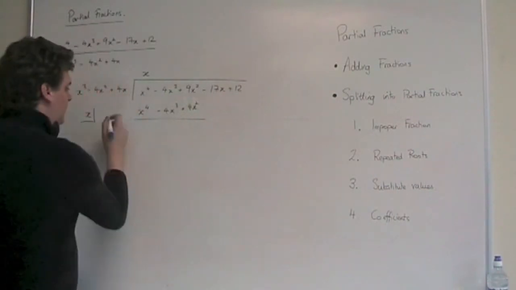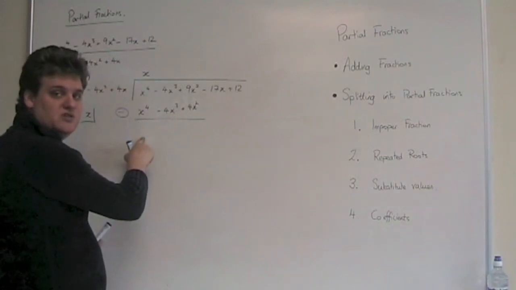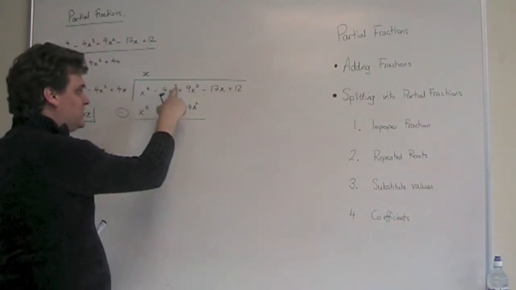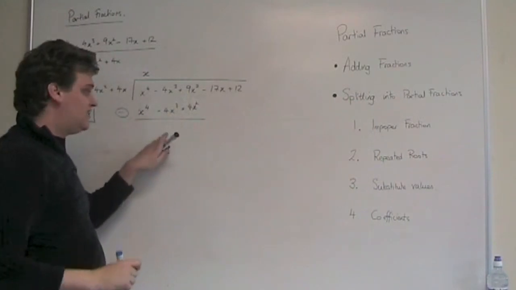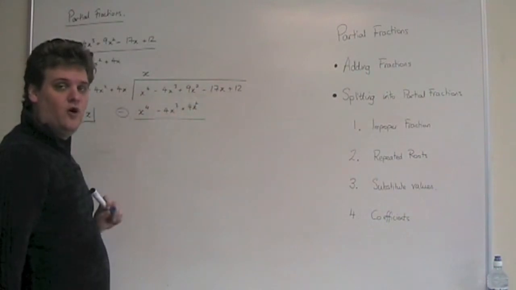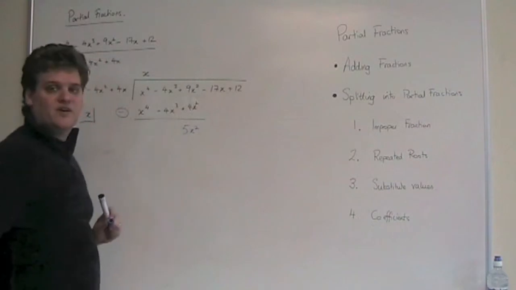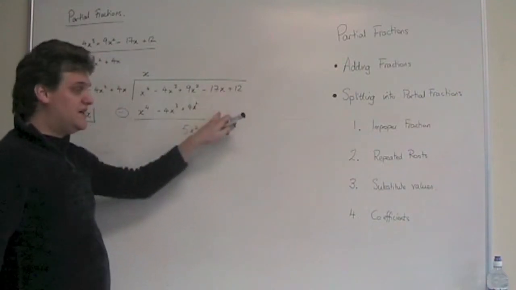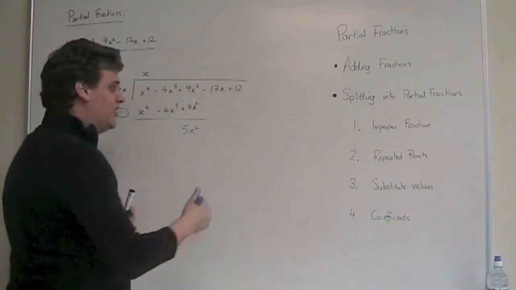So we put in a subtraction sign. x to the 4 minus x to the 4 is nothing, so we don't need to worry about that. However, minus 4x cubed minus minus 4x cubed, that's 0. So again, there's nothing here. On this term, you've got 9x squared minus 4x squared, which leaves us with 5x squared. We now bring down the next couple of terms to make sure that we've still got something to divide into.